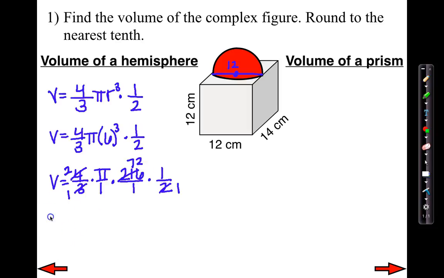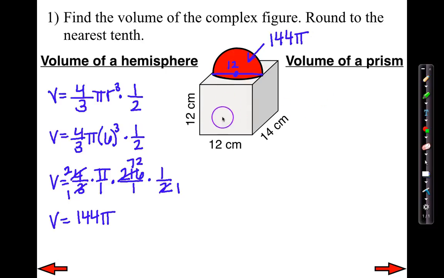So now that I have that, the volume is, multiplying straight across, 2 times pi times 72 times 1, which is going to give us 144 pi. Now our denominator is 1 times 1 times 1 times 1, which is just 1. So I'm going to leave this. So the volume of this hemisphere right here is 144 pi.